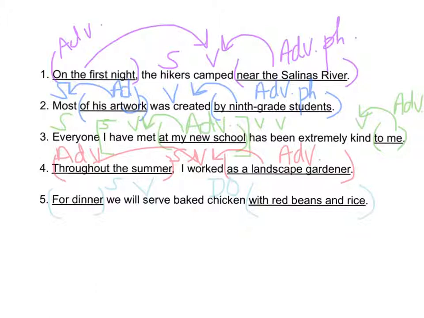With red beans and rice. What is with red beans and rice? What is it telling us more about? It's telling us more about the chicken. So chicken is a noun. This would be an adjective phrase. For dinner. We for dinner. Will serve for dinner. Yes. So will serve for dinner. It is an adverbial phrase. Excellent.